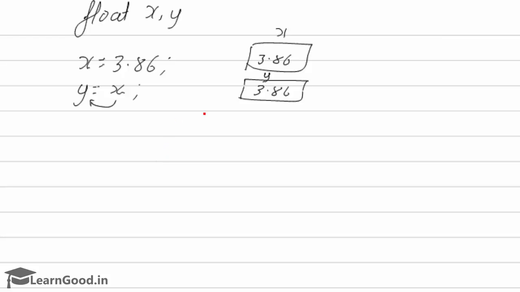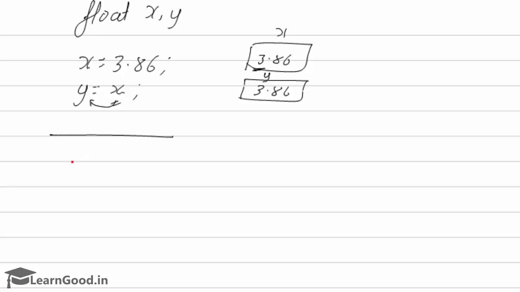But I don't want the same value to be stored. From this x, only the integer part, which is 3, has to be stored rather than storing 3.86. That means 0.86 should be truncated. So in that case, this 3.86, which is of type float, you need to typecast to an integer.